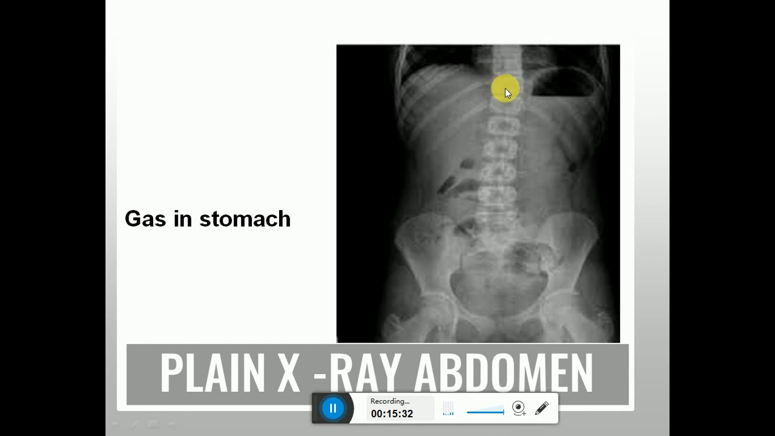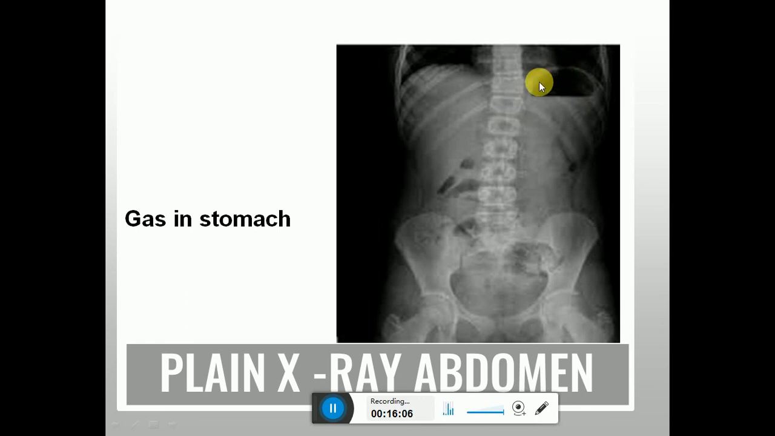Now this X-ray here, what is special about this X-ray is this portion is diaphragm. Just below the diaphragm on the right side we have liver. This one is liver. And on the left side, this structure is of stomach.